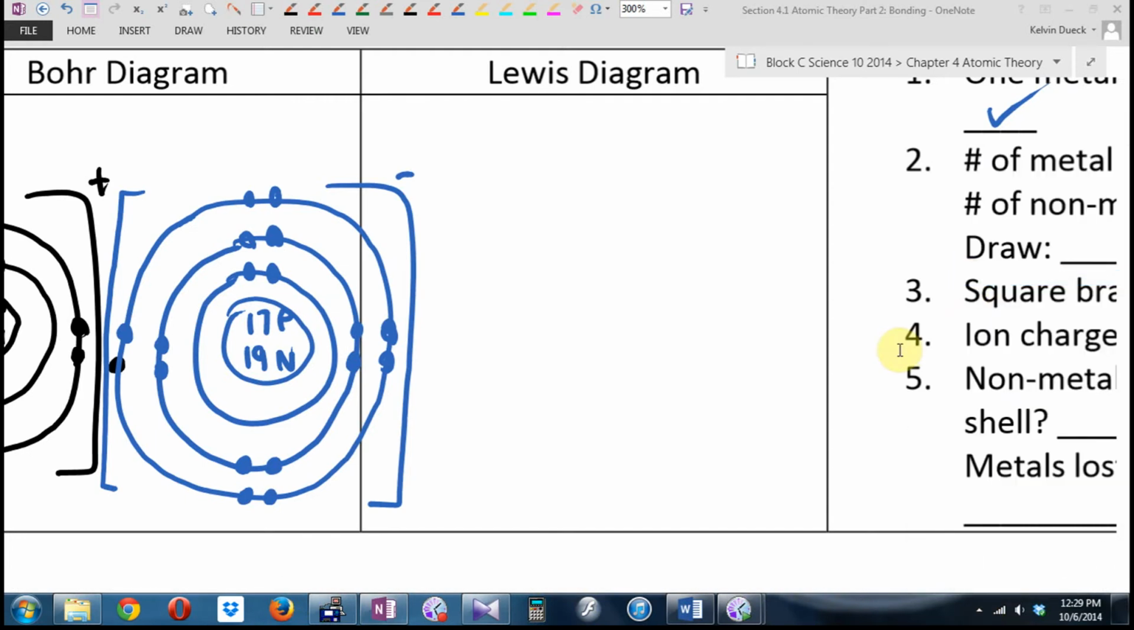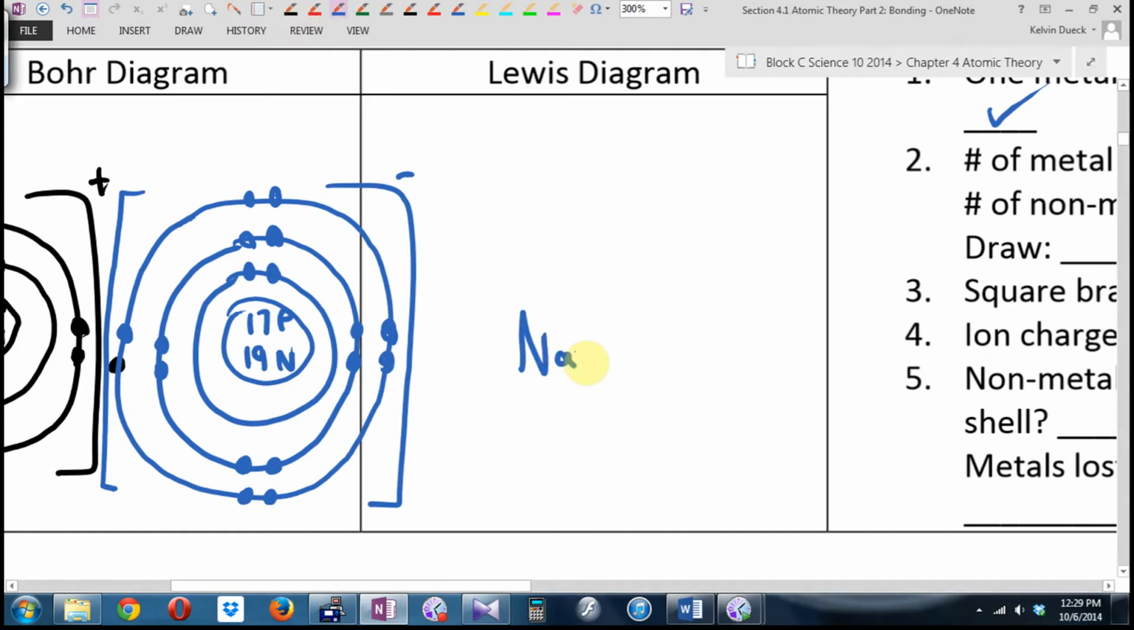Lewis diagram, much easier. Doesn't take up as much room. Lewis diagram. I write the symbol. What's the symbol for sodium? Tell me the symbol for sodium. Na.